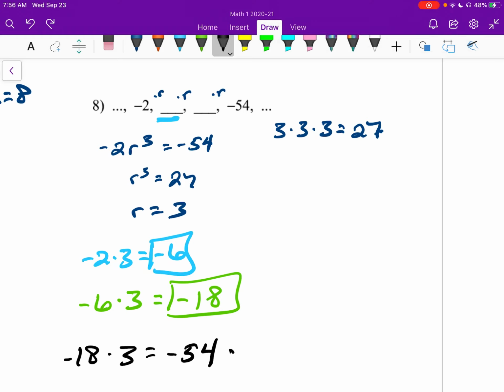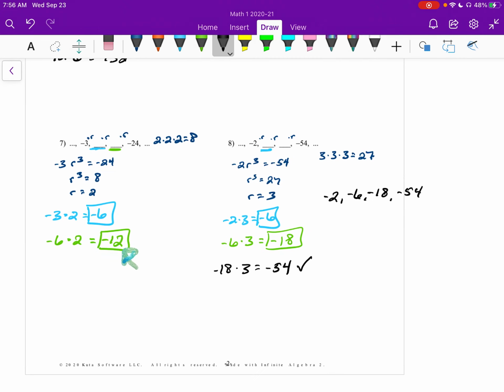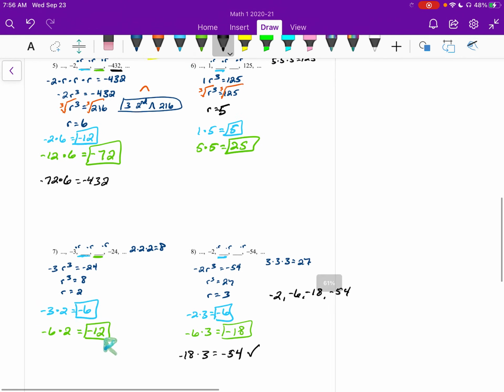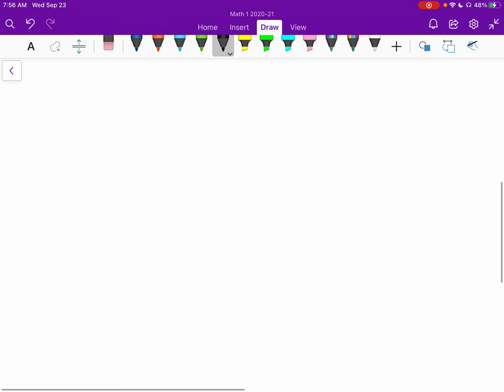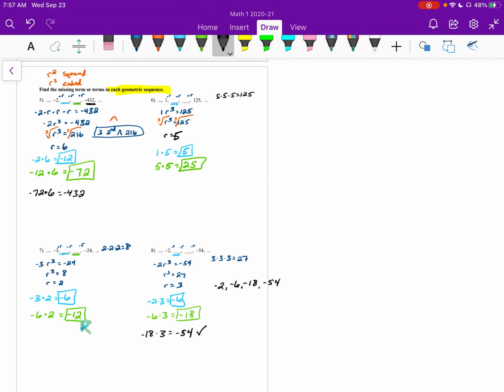And just to review, we are finding that the sequence is negative 2, negative 6, negative 18, negative 54. If we wanted to write it in order, we could. All right, that's that. Again, if you don't know how to type in the cube root, go on YouTube and search how to cube root on whatever your calculator is. There are all kinds of videos out there. All right, that's it.